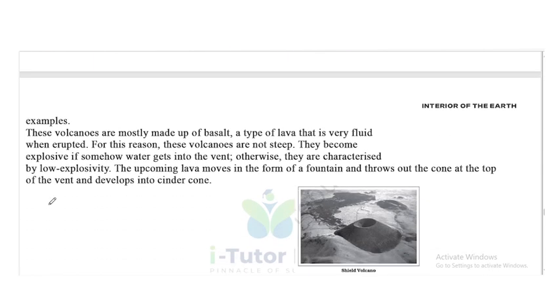These volcanoes are mostly made up of basalt, a type of lava that is very fluid when erupted. For this reason, these volcanoes are not steep. They become explosive if somehow water gets into the vent. Otherwise, they are characterized by low explosivity. The upcoming lava moves in the form of a fountain and throws out the cone at the top of the vent and develops into cinder cone.